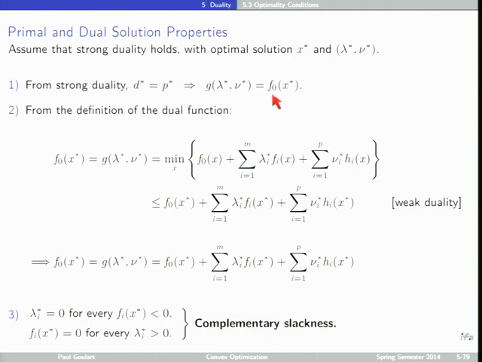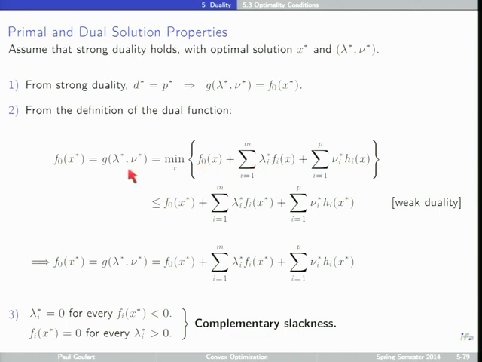Now I want to know what conclusion can be drawn from the fact that these two numbers coincide. So first of all, I take d star equal to p star. I write p star on the left. That's the value of the primal objective function. And I write the dual objective function here, g of lambda star, nu star. And this is equal to the min over x, for that lambda star and nu star, of the Lagrangian over all x's, because this is the definition of the dual function.